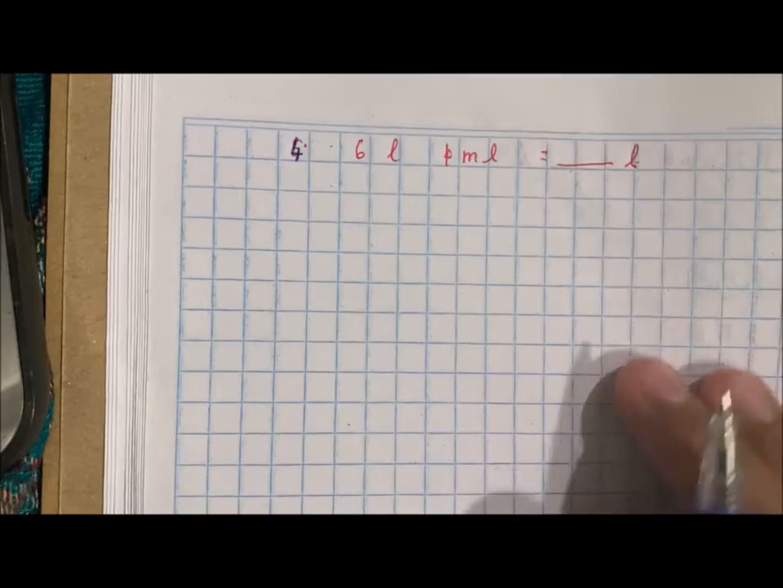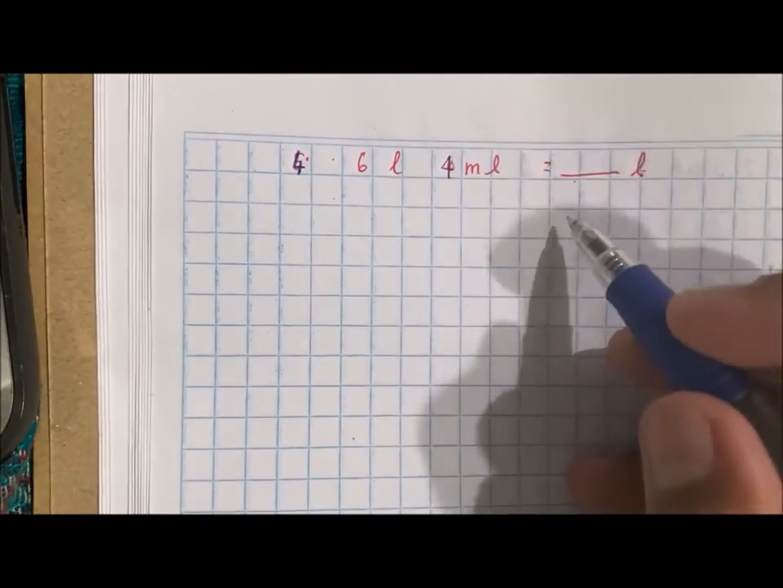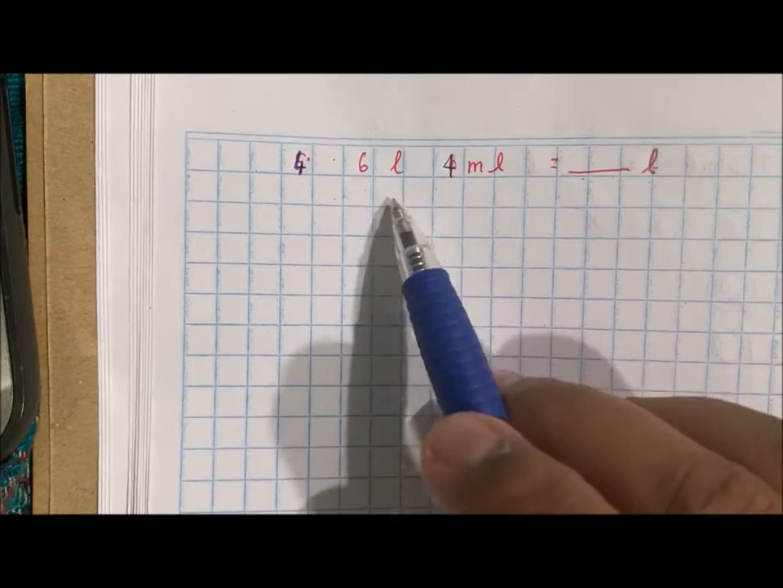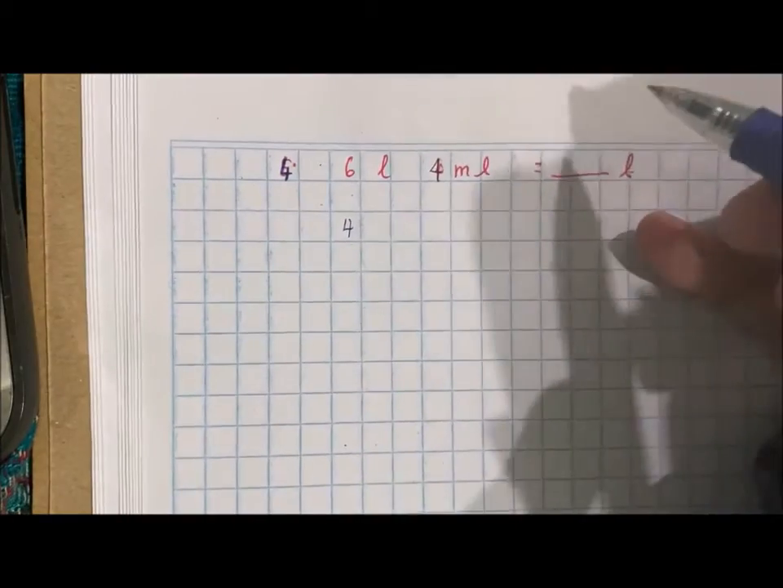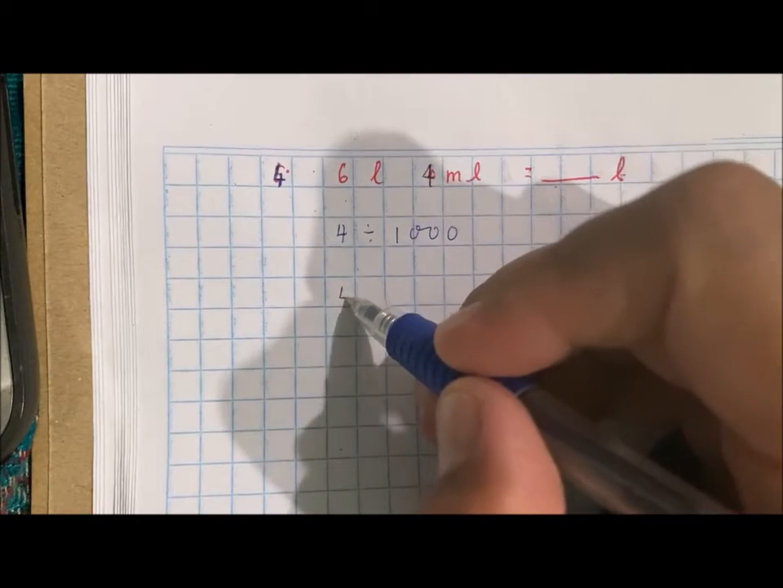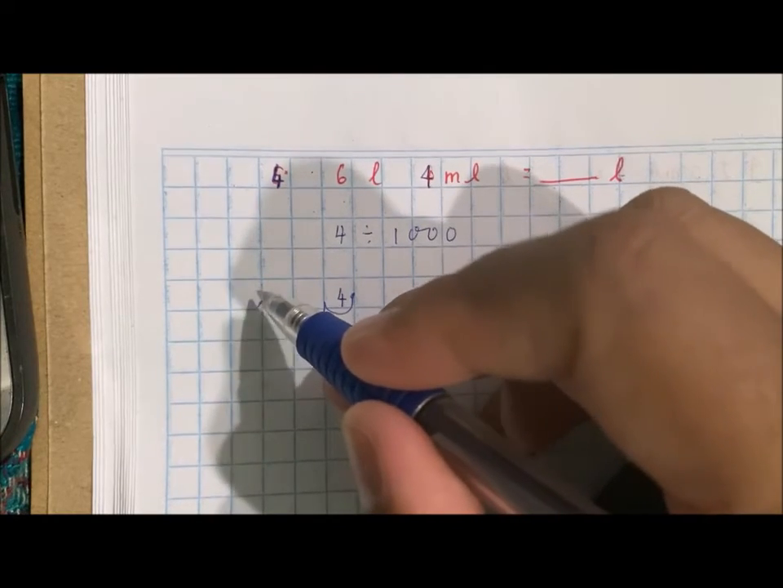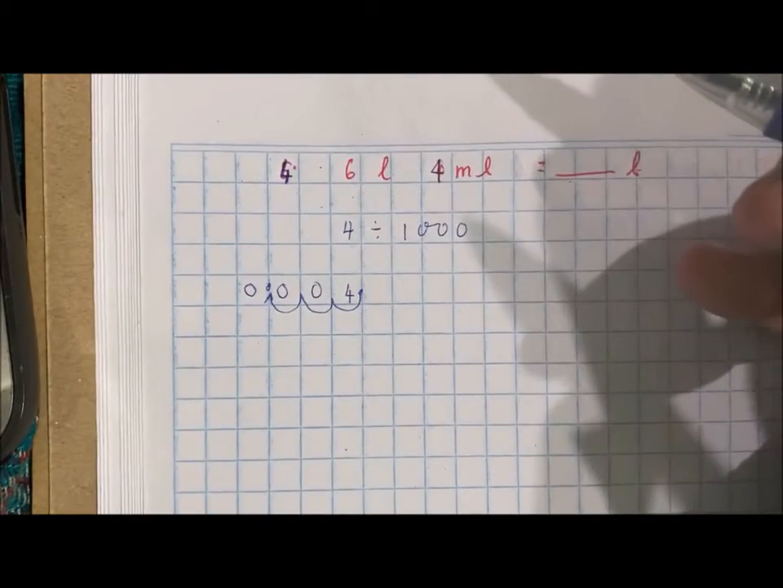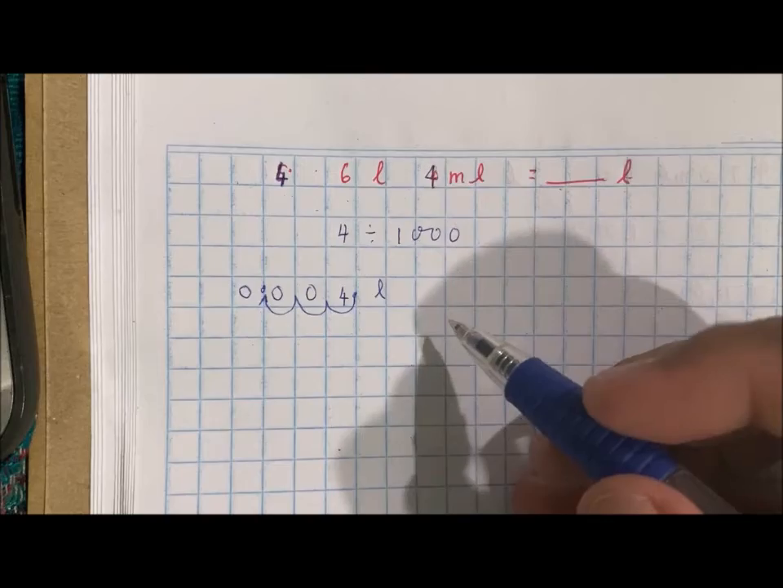Example number 4: 6 liter 4 milliliter, you need to convert to liter. The liter you don't need to convert because it is already in liter. So 4 milliliter you need to convert to liter. Milliliter to liter you need to divide by 1000. 4, what is the point? Here the point. 1, 2, 3. So you need to put 0, 0, then here 0. So 0.004 liter.